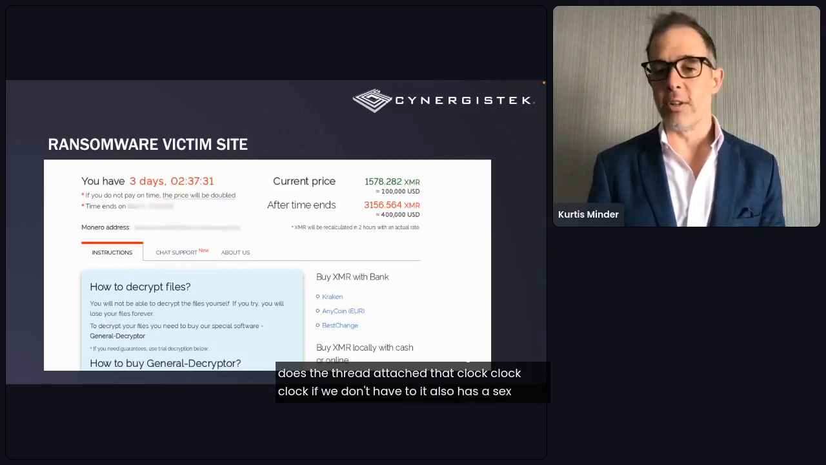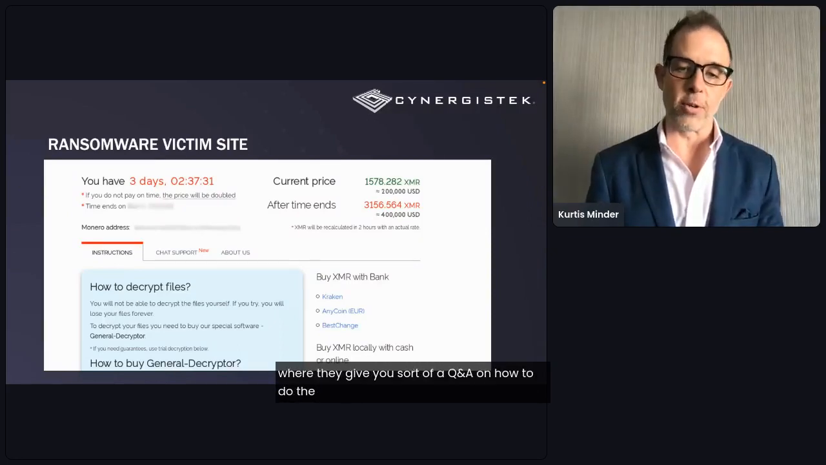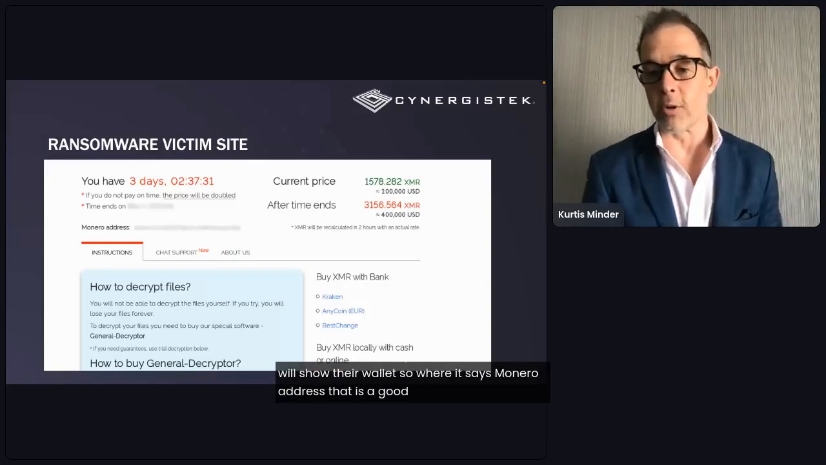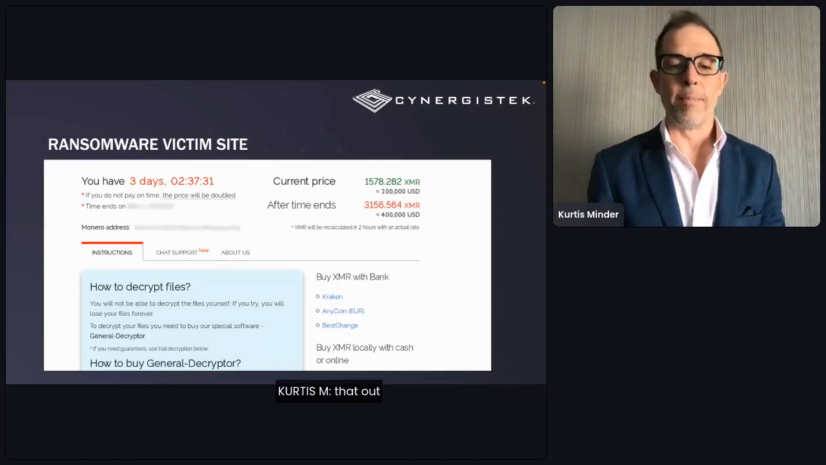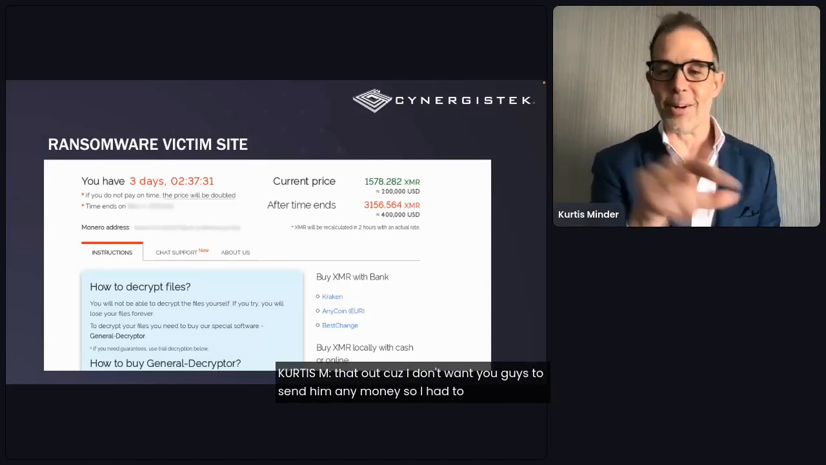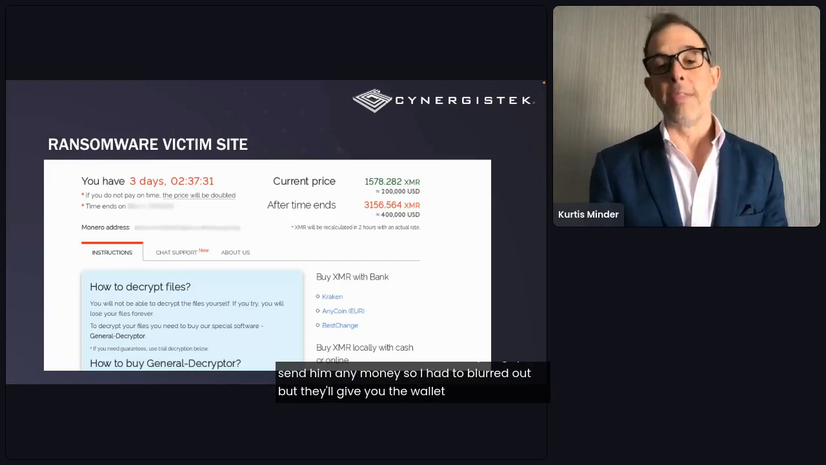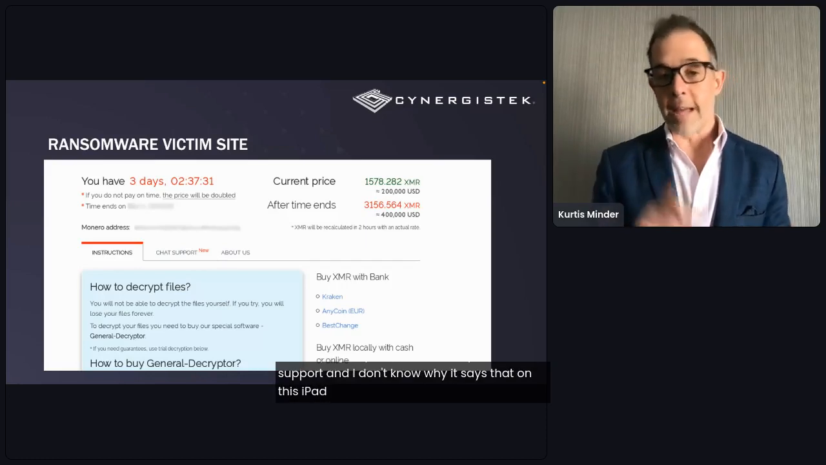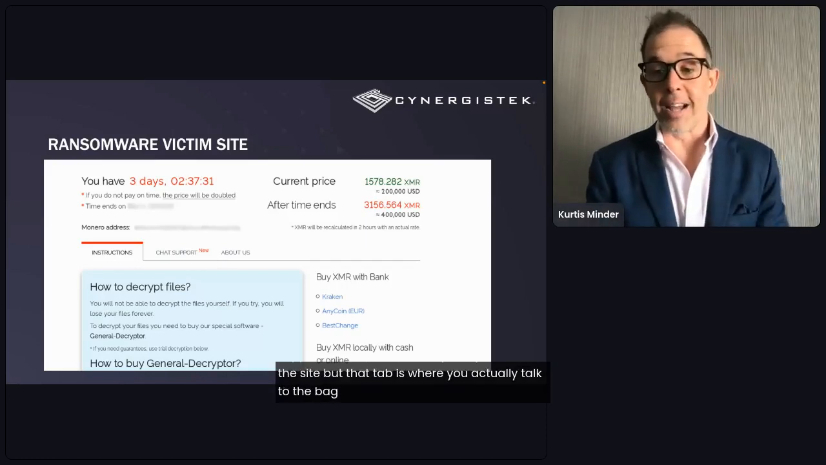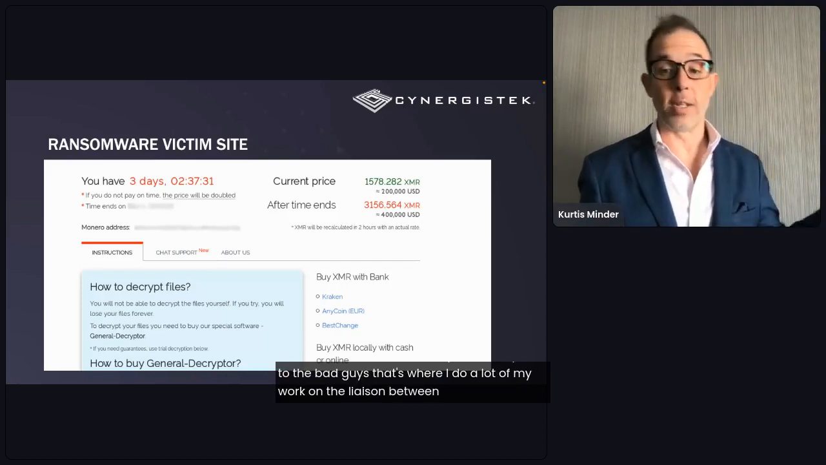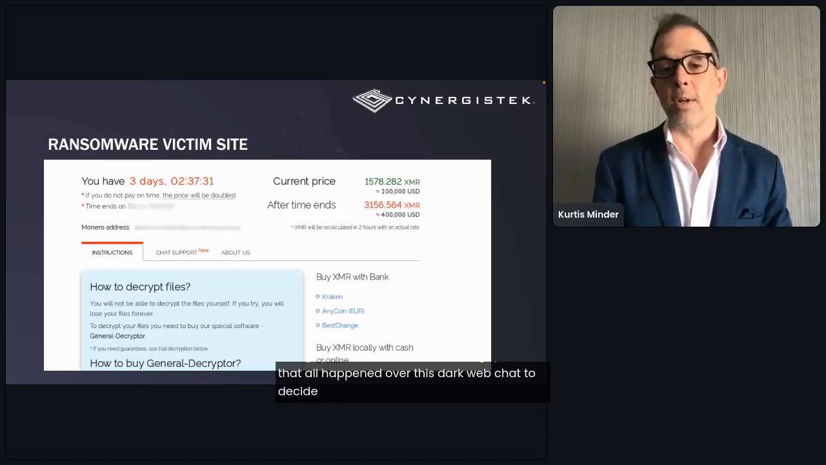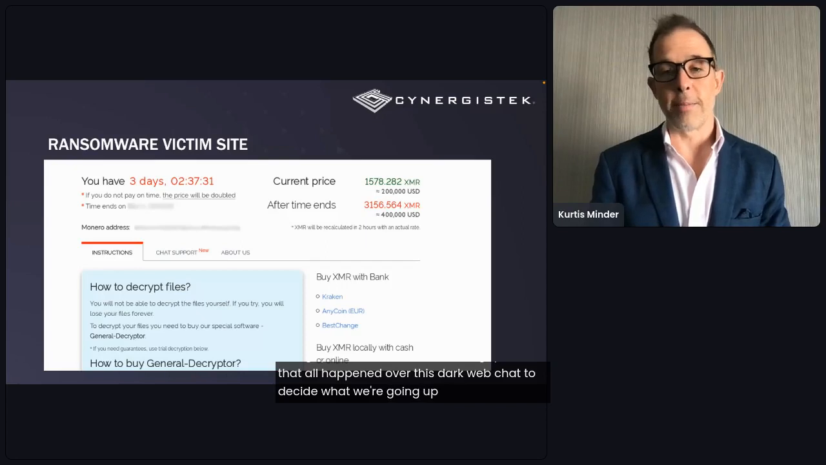It also has a section where they give you sort of a Q&A on how to do the cryptocurrency transfer. Sometimes it'll show their wallet. So where it says Monero address, that is a cryptocurrency wallet. I've just blurred that out because I don't want you guys to send them any money. But they'll give you the wallet. Where you see chat support and it says new, it's actually not new. I don't know why it says that on the site, but that tab is where you actually talk to the bad guys. That's where I do a lot of my work. I'm the liaison between the victim and the bad guy. And we talk to the bad guys there, and that all happens over this dark web chat to decide what we're going to pay. Next slide, please.